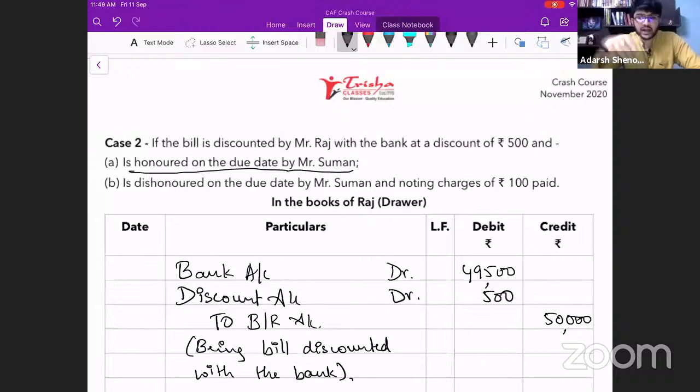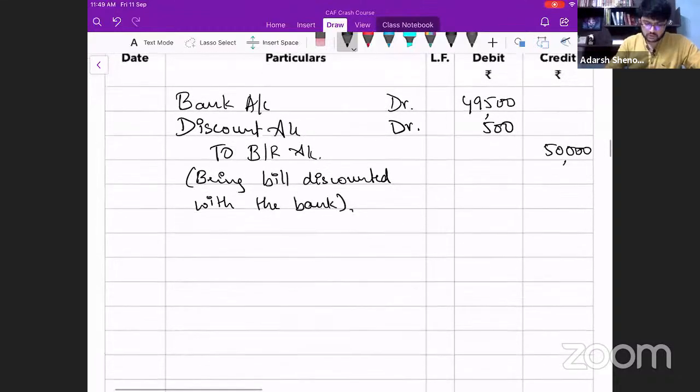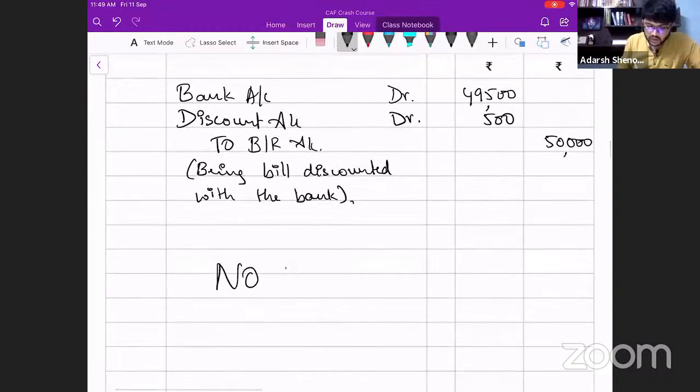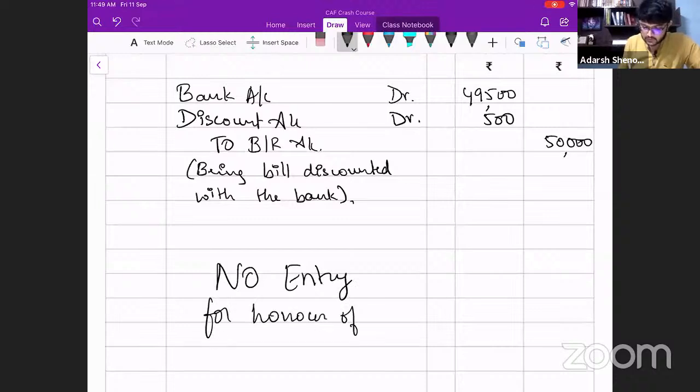My bill I have already credited that bill receivable. I don't have the document. I don't have anything. I'm not getting any money. So absolutely no effect in my books of accounts. So we don't have to pass entry for honor of the bill. We don't have to pass any entry for honoring the bill. Is everyone comfortable with this?